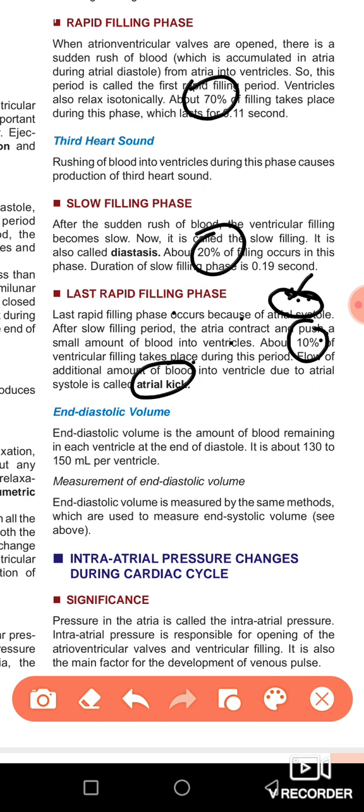So at the last there is the end diastolic volume. End diastolic volume is the amount of blood that remains in the ventricles at the end of each diastole. It is about 130 to 150 ml per ventricle. So in one ventricle, 130 to 150 ml. So how is the measurement done? It is measured by the same method as the end diastolic method.